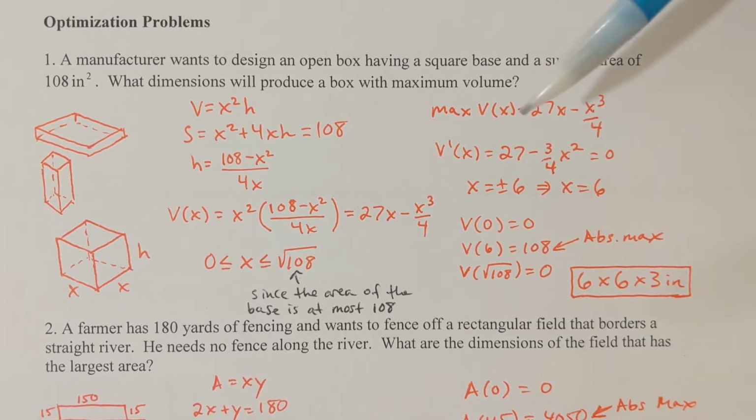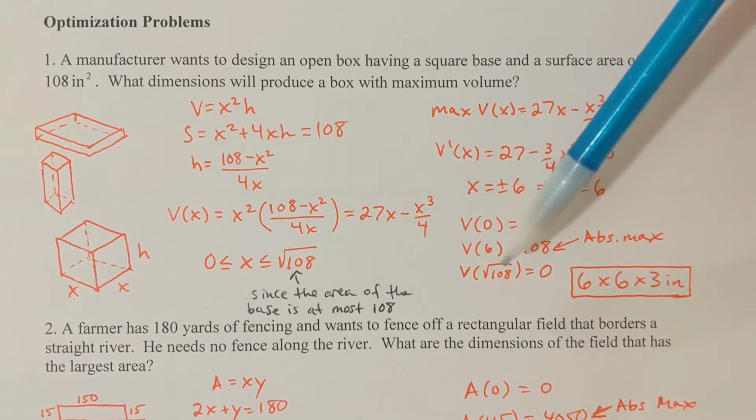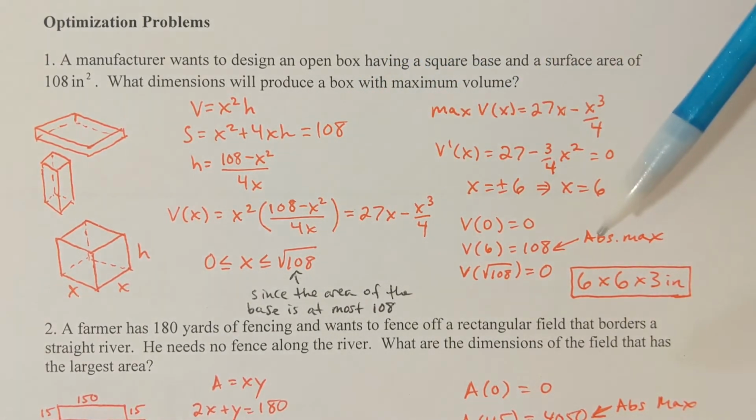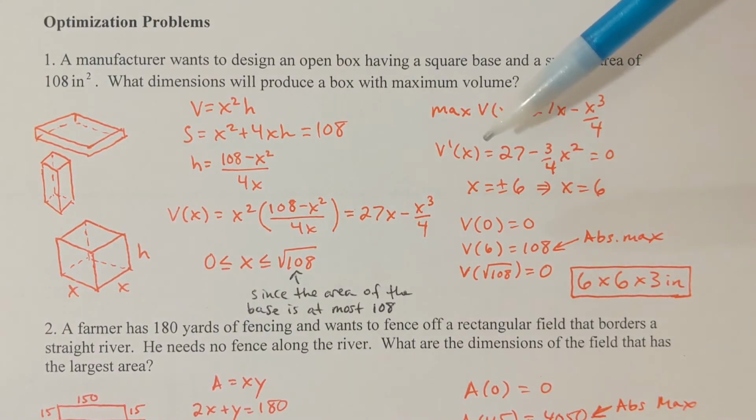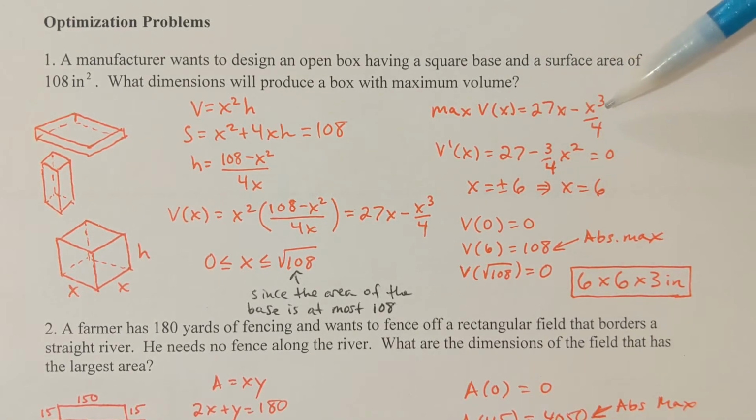So how we find that is we have to find our critical numbers, and then we plug in those critical numbers along with the two endpoints on the closed interval, and we see which one is the biggest. So I'm going to do that. I'm going to find my critical numbers. Here's v prime of x is 27 minus 3/4 x squared. Set that equal to 0 and solve.